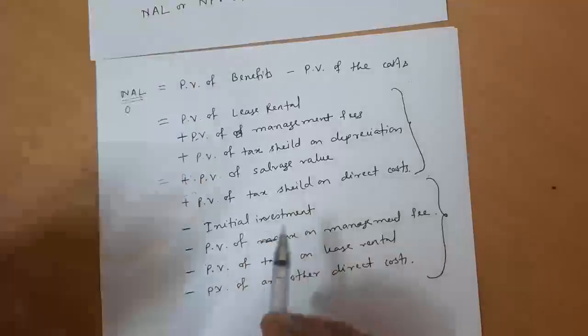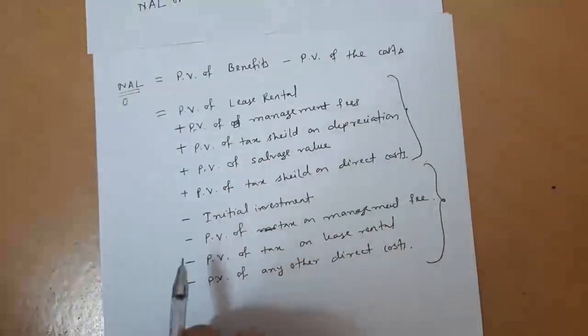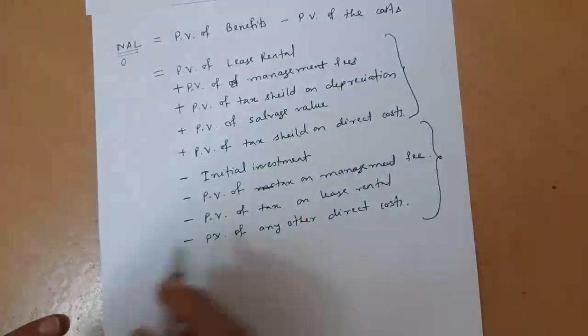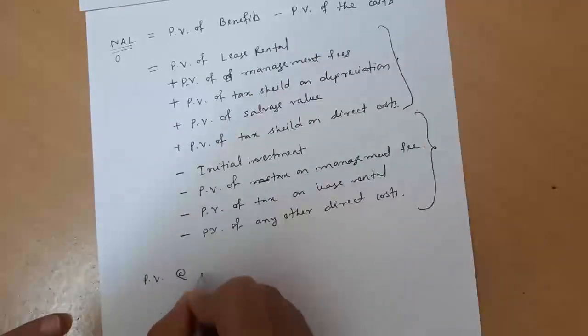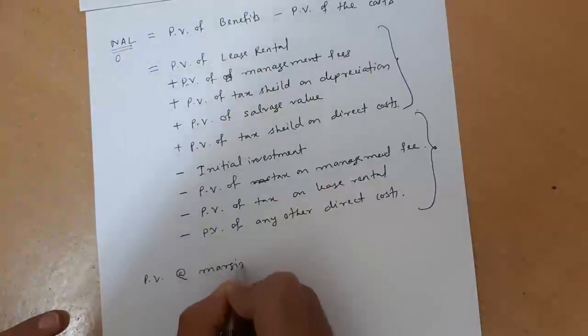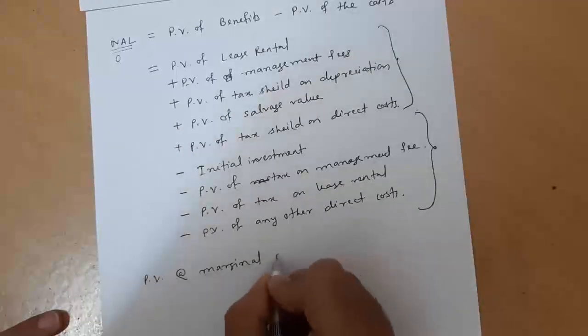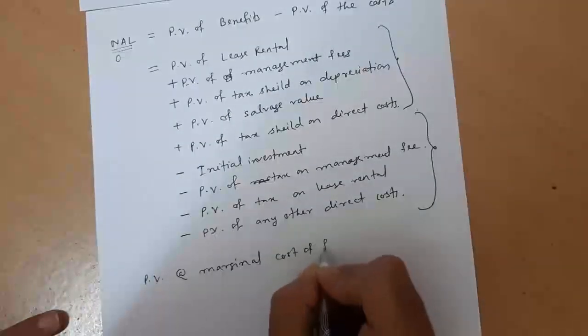All right. And whenever we say present value, this PV has to be taken at what rate? At the marginal or the overall cost of fund of the lessor.